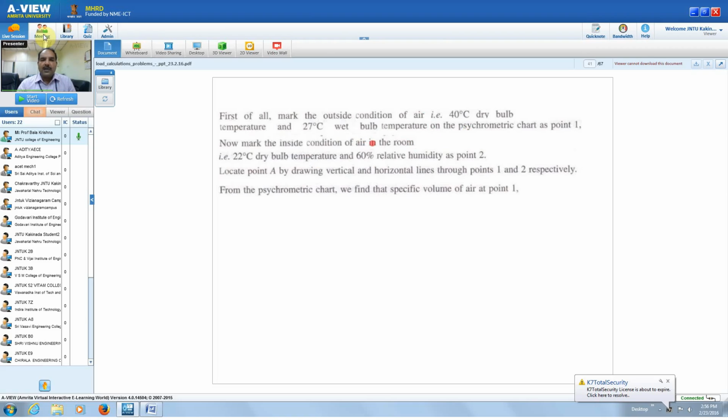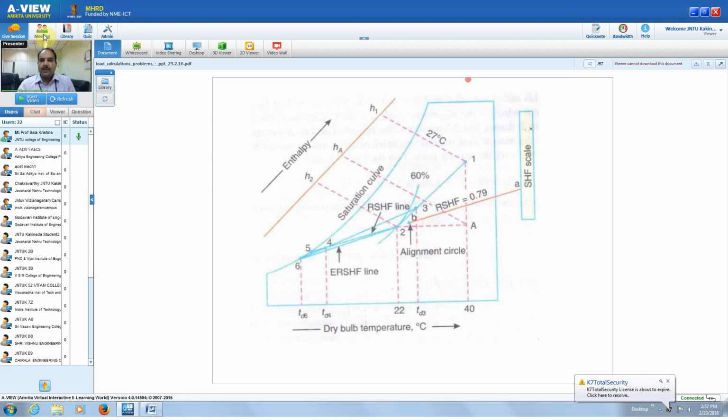Now mark the inside conditions of the air in the room, that is 22 degrees DBT and 60% relative humidity. So this is the second point. The 22 degrees level of temperature and the relative humidity line. I think this is the relative humidity line. This is the curved line. We have already seen this in detail in the previous classes.